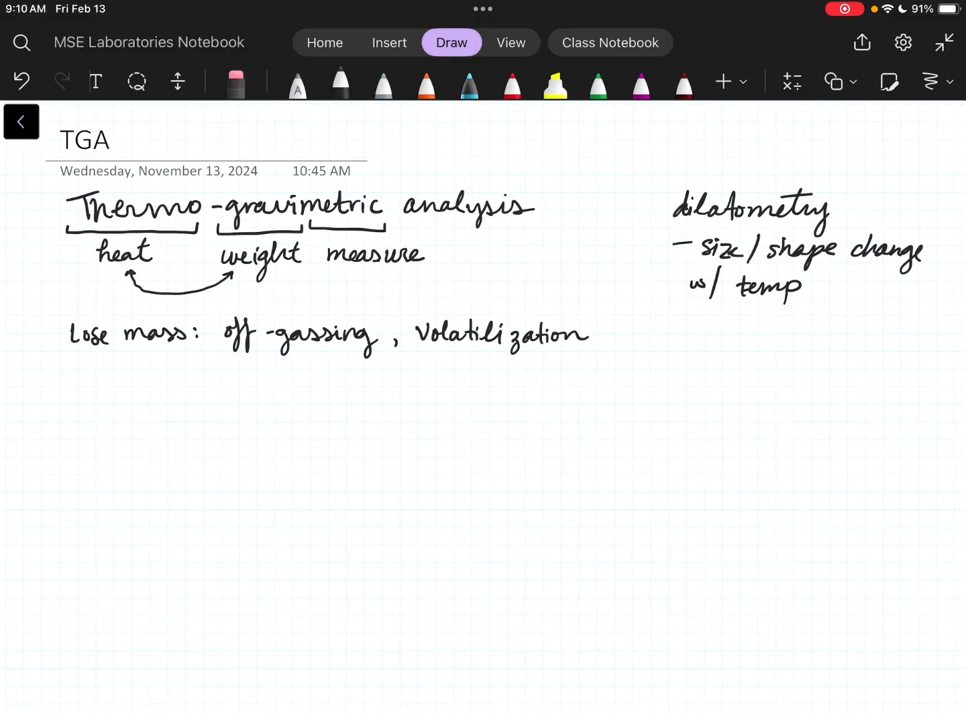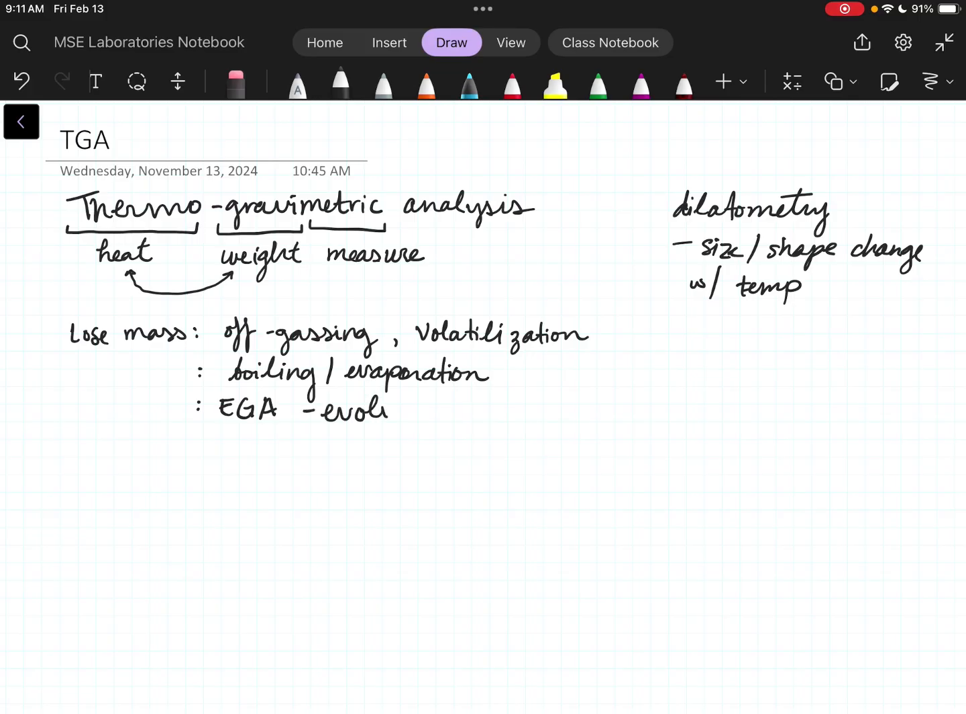Any other thoughts on weight change with heat? Things off-gassing. Things off-gassing, yep. So we can lose weight, or lose mass. I should probably be writing mass because this is a scientific endeavor here. And that would be off-gassing. That could be volatilization, which is off-gassing, but said slightly differently.